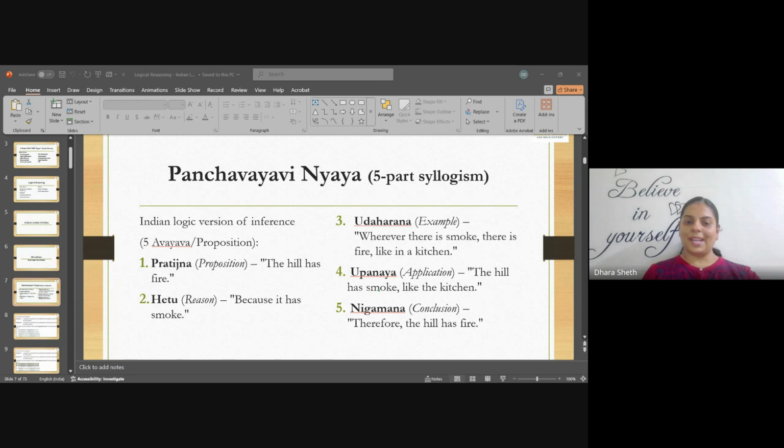Then, based on that example, that reasoning is applied in the proposition that the hill has smoke just like the kitchen. That is called upanay. And nigaman, or the conclusion, is therefore the hill has fire. The hill has fire because it has smoke. Wherever there is smoke, there is fire, just like a kitchen. The hill has smoke just like the kitchen. That is why, therefore, the hill has fire. Panch avayavi nyay, or panch avayav, or 5 propositions.